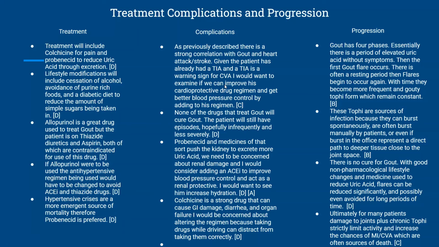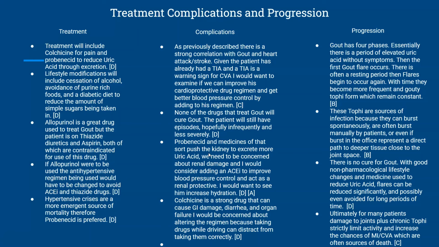Now, as far as complications go, like I talked about previously, there is a concern for TIA, CVA, heart attack, stuff like that, and it is related to the inflammatory processes where uric acid contributes to increased atherosclerosis, right? So, we would be worried about that. Now, none of the drugs that we have actually treat gout as in cure it. So what we're doing is management here. Now, the probenecid can help manage this. If he makes the changes that I'm talking about, that would be good.